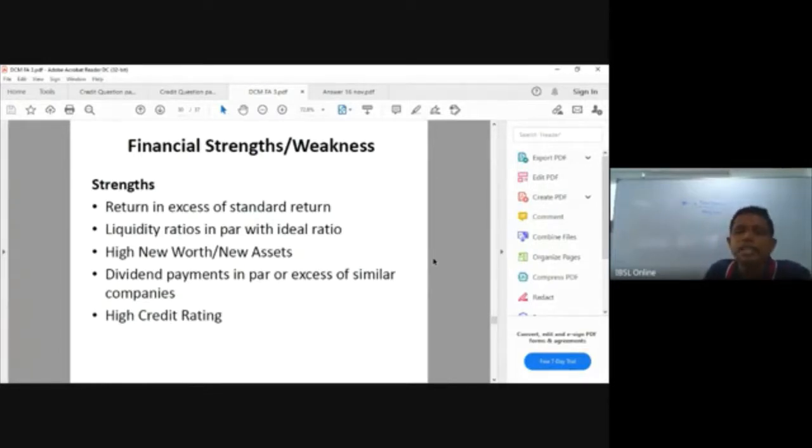That is a strength for a credit evaluation, and you can figure out that particular point. If the standard return is 50% and your client's result is 60%, that is a strength from your client's side. If the liquidity ratio is in par with the ideal ratio I mentioned, that is 1:2 and 1:1, if those are in par with the industry acceptable level, that is also a strength.